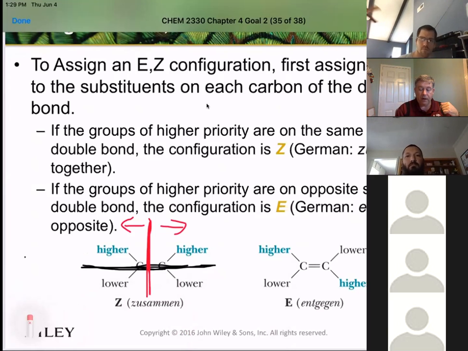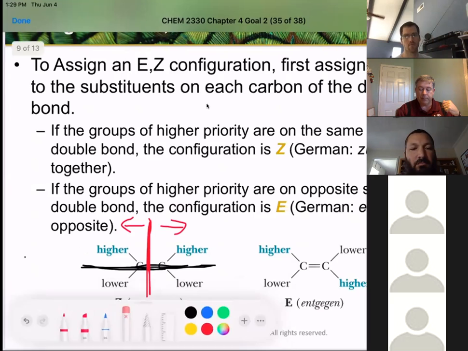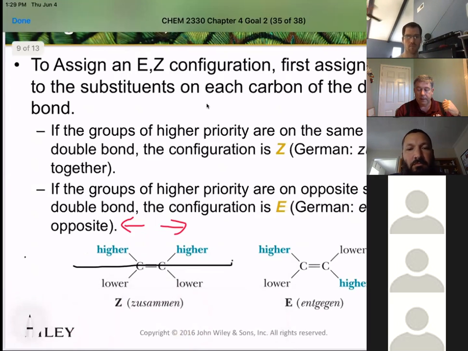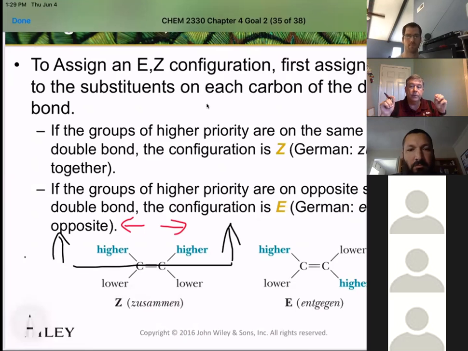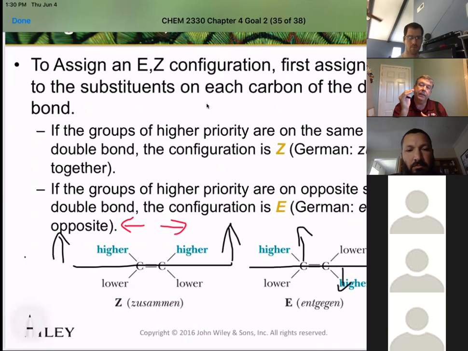So if they're on the same side of, let's say, the primary axis or number one axis right here, the two highest priorities on that same side, they are zusammen or Z, same side, okay? If they are on opposite sides of that axis, one's up and one's down, then they are entgegen, okay? So that's the big subtlety between cis and trans and E and Z.